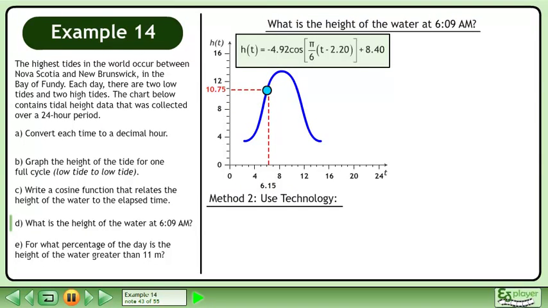In method 2, use technology to find the height of the water. Set the view window to x min equals 0, x max equals 24, x scale equals 4, and y min equals 0, y max equals 16, and y scale equals 4, and draw the graph. Use second trace value with x equals 6.15 to get a tidal height of 10.75 meters. This is the same result we obtained in method 1.